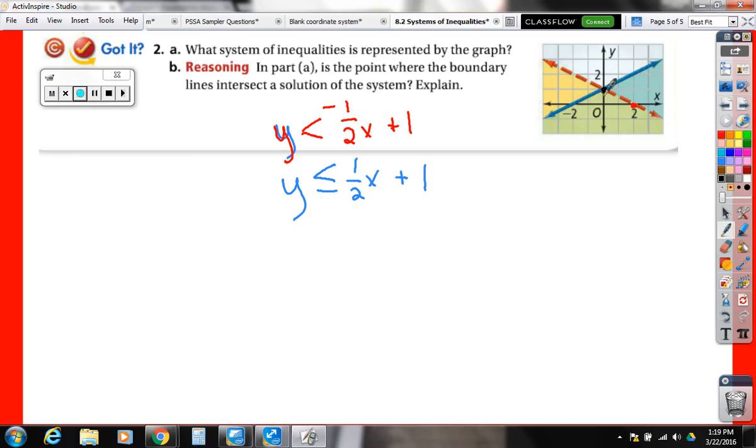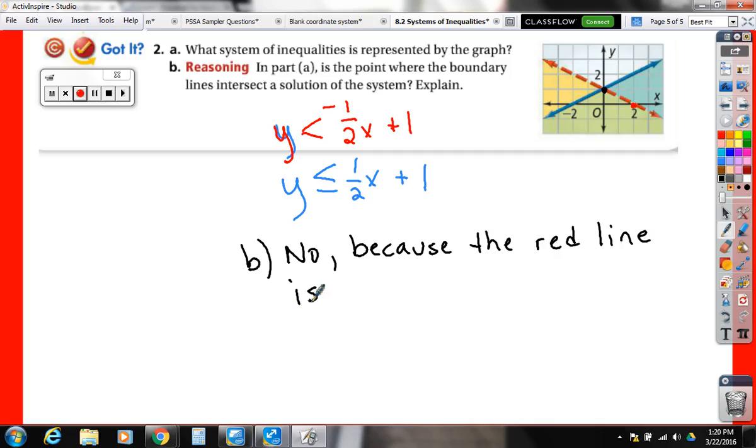Right, but what does it mean? One can't be equal to that number. Right, which one can't be equal? The dashed one. The dashed one, good. The dashed one, we don't count the points on the line. So this point where it intersects would be a solution to the blue line, but it would not be a solution to the red line because the red line is dashed. Okay, so the answer to part B is no, because the red line is dashed. Okay, any questions?